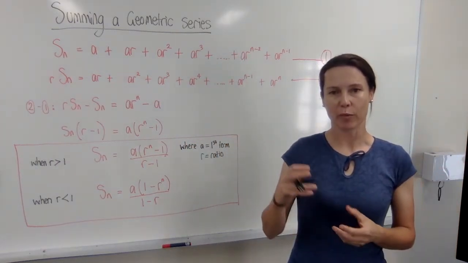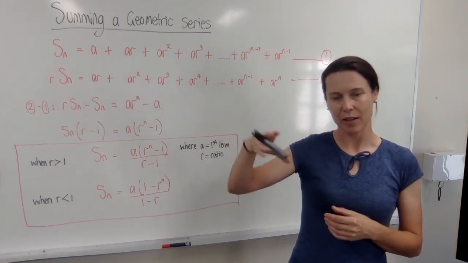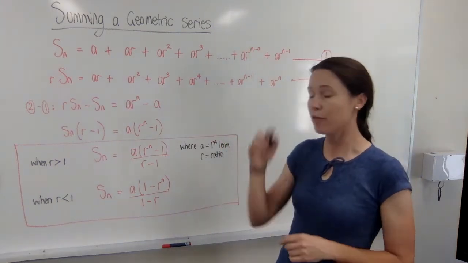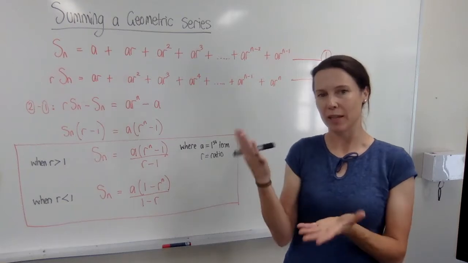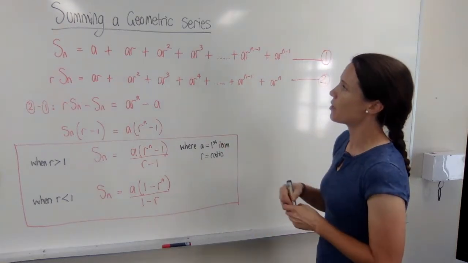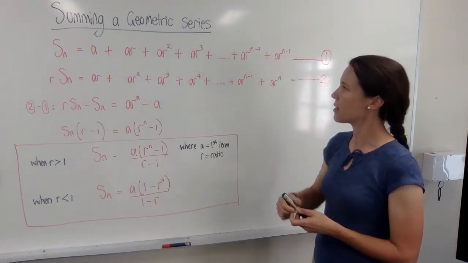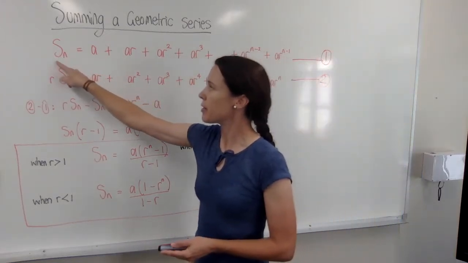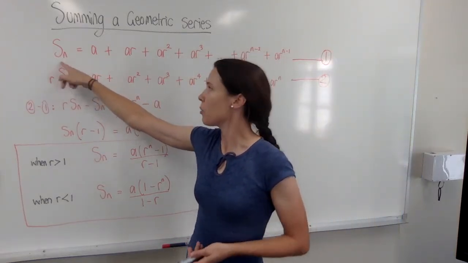And we had that formula that relied on counting the number of pairs and then multiplying that by the first and the last, because we knew that all the pairs added up to the same thing. Now, with a geometric series, it's a little bit different. Let's start by thinking about what we know is the sum of a geometric series. Well, it's the first term.